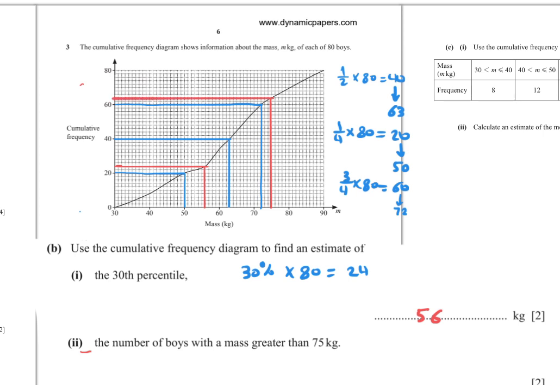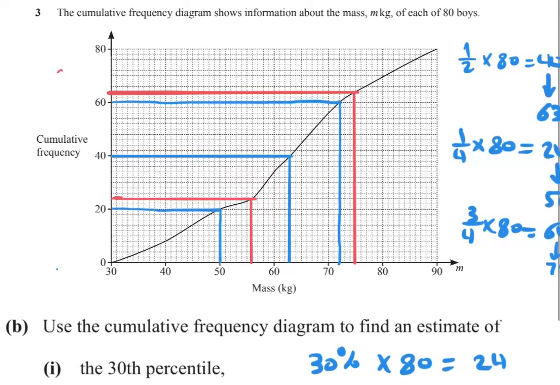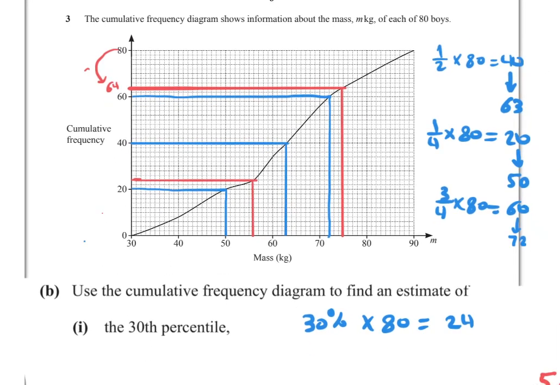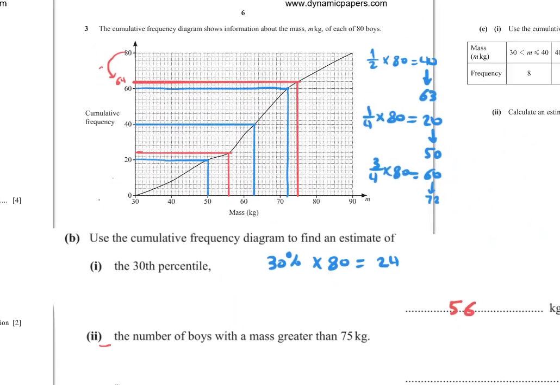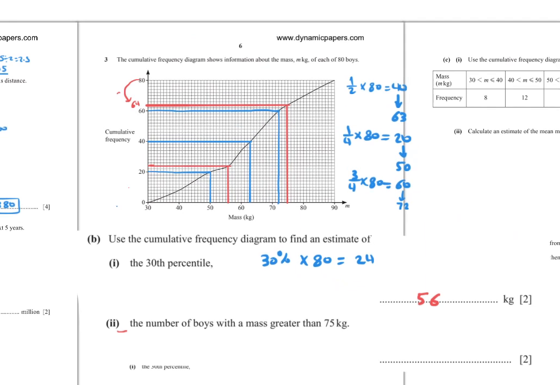It's 64. Now, if I need more, so 80 minus 64. If I need less, so 64. Because I need the number of boys with a mass greater than 75, so 80 minus 64 equals 16.